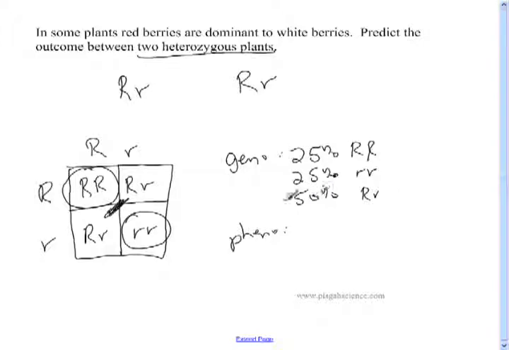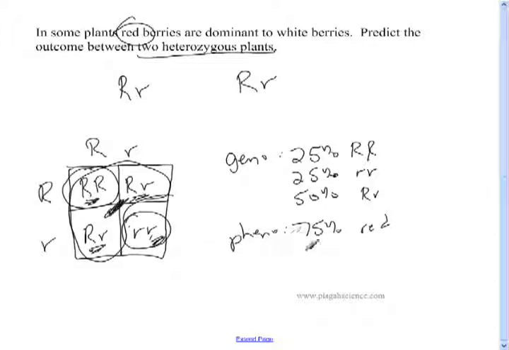Alright, let's go down to phenotype now. Remember, if it has a capital R anywhere in it, no matter if it's 1 capital R or 2 capital R's, it's going to be red. This one has a capital R, this one has a capital R, this one has a capital R. So 3 of those 4, 3/4, are going to be red. That's 75% red. This last one down here without a capital R is going to be white.